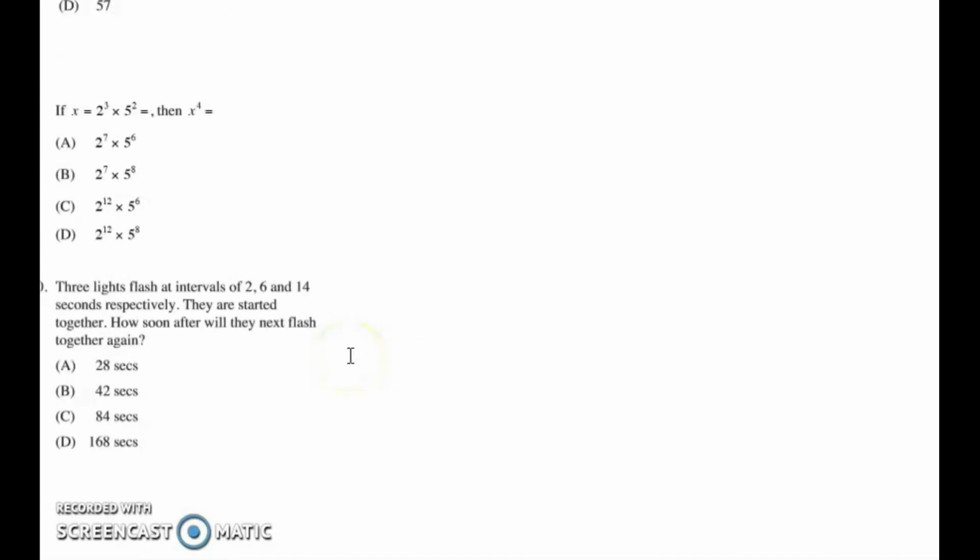Say x is equal to 2 to the third power times 5 to the second power. Then they want to know what x to the fourth is. So if x is raised to the fourth power on the left hand side, we would have to rewrite, work out what this is. Everything raised to the fourth power. And by the rules of indices, we have to multiply the indices. So therefore we get 2 to the 12th and 5 to the 8th power, which gives us the answer is D.